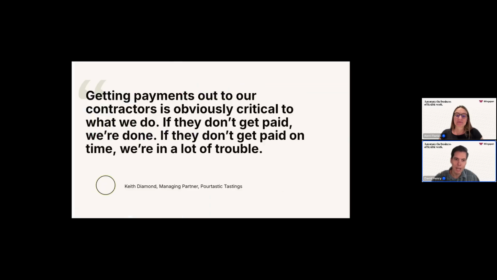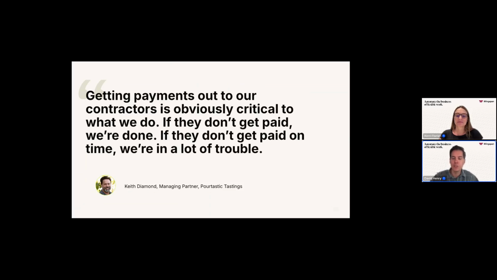Yeah, I think that clarity is super relevant here. We've got a quote from a Wingspan customer, Keith Diamond at Portastic Tastings. They are essentially a food and beverage marketing company. So if you have the person pouring Chardonnay in Costco, that's a good example of what their workforce might look like. That person's going to be working on a contract. And one thing that he pointed out was that if contractors don't get paid, we're done. If they don't get paid on time, we're in a lot of trouble.